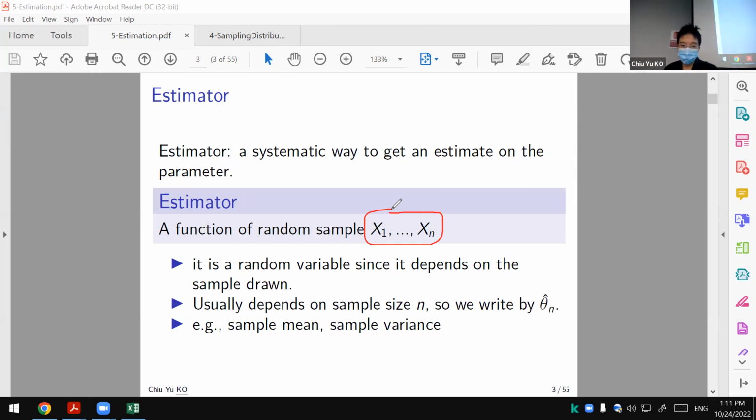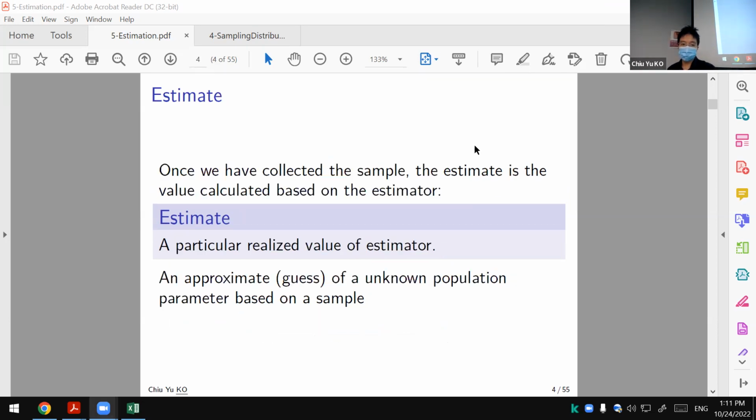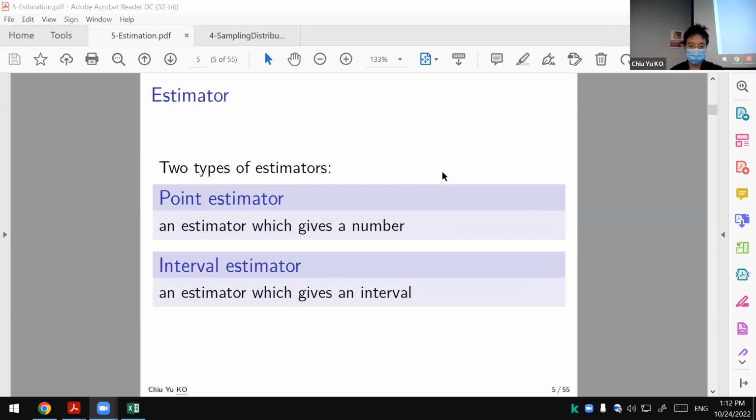So it would usually depend on the sample size. So we write this as a subscript n there. That's because the sample mean and sample variance both depend on n. Estimator. And an estimate is once you collect a sample and plug it into the estimator, that becomes an estimate.